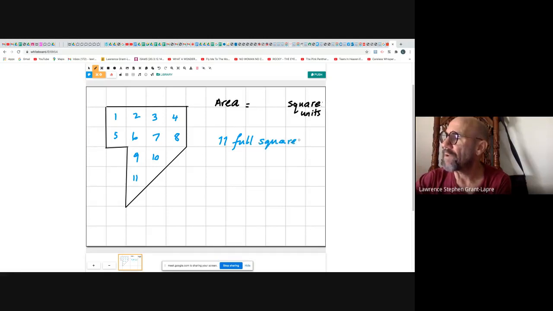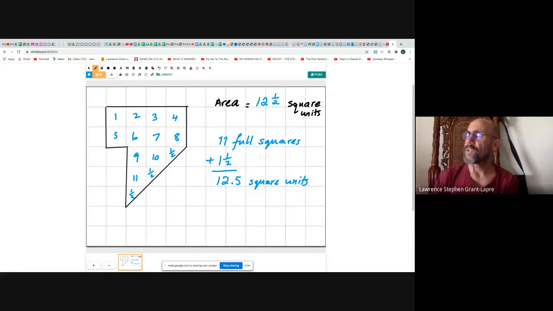Now we just have to go half squares. So that's a half, that's a half, that's a half. So we've got another 1.5 with 3 halves. So therefore 11 plus 1.5 is 12.5. You could say 12.5 square units, or 12.5 is okay as well.